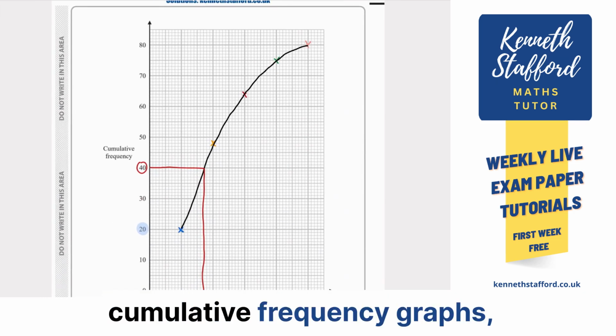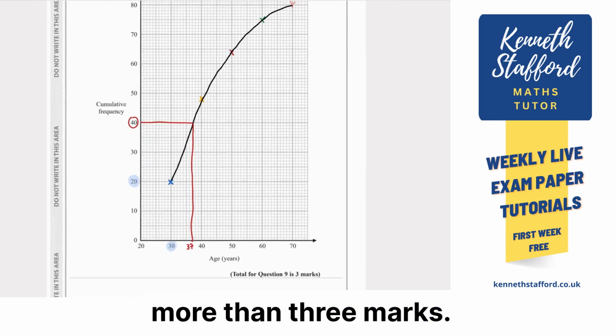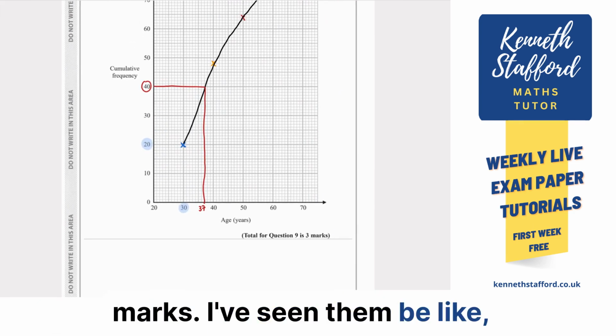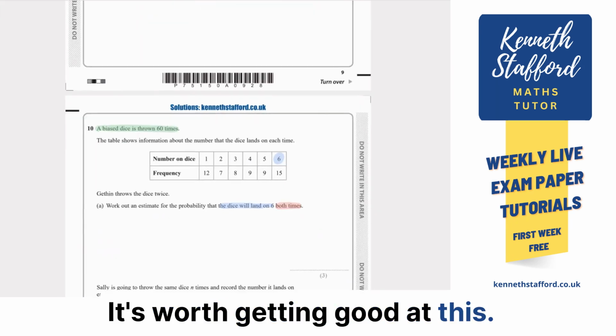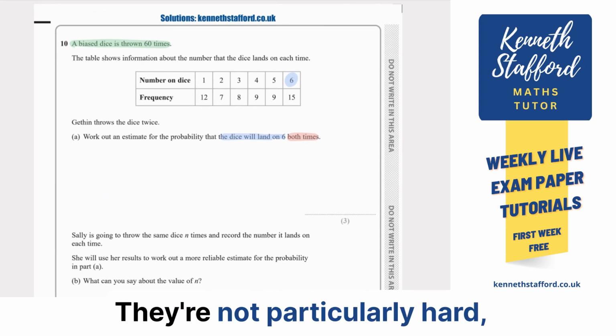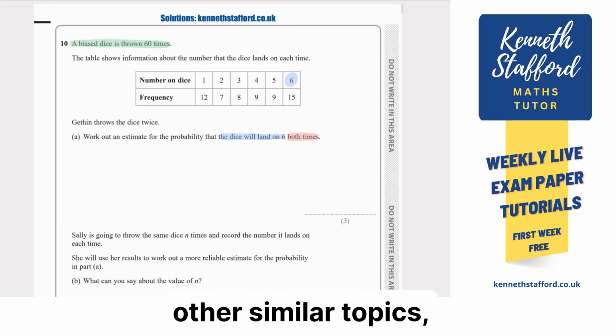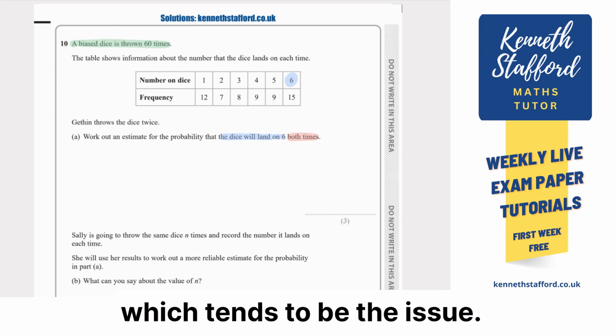If you're not sure about cumulative frequency graphs, they can be worth a lot more than 3 marks. This one was only worth 3 marks. I've seen them be like 6 marks. It's worth getting good at this. It's worth trying to understand what they are and how you use them. They're not particularly hard, but people get confused between other similar topics, which tends to be the issue.